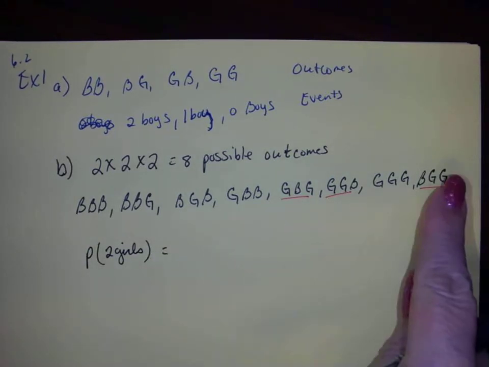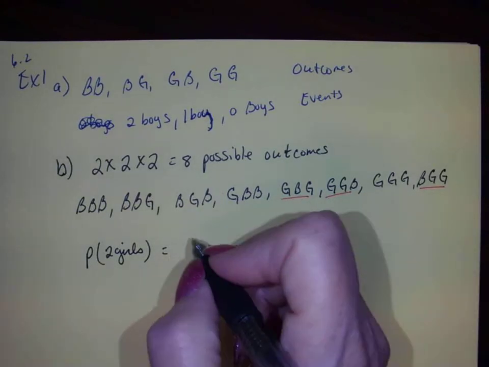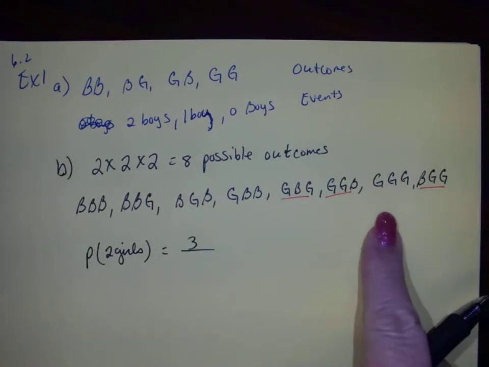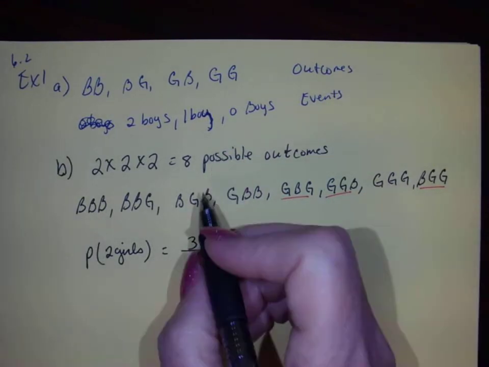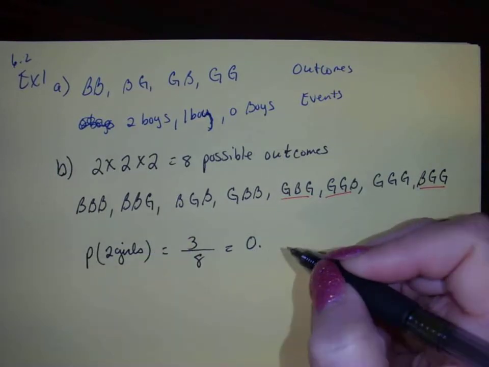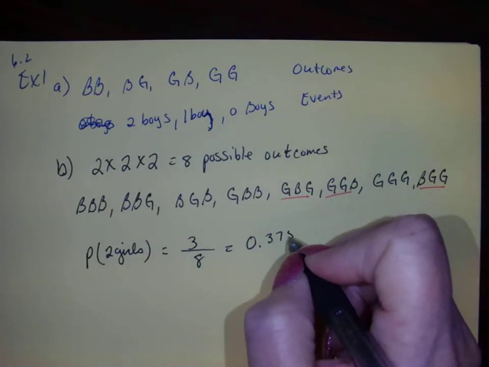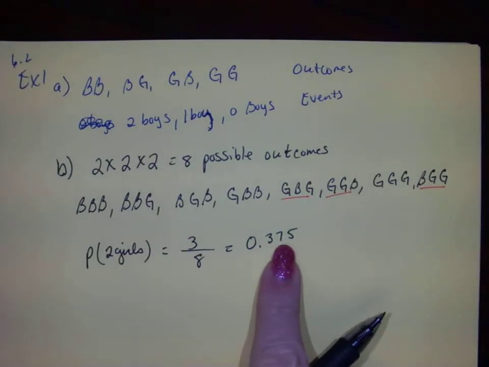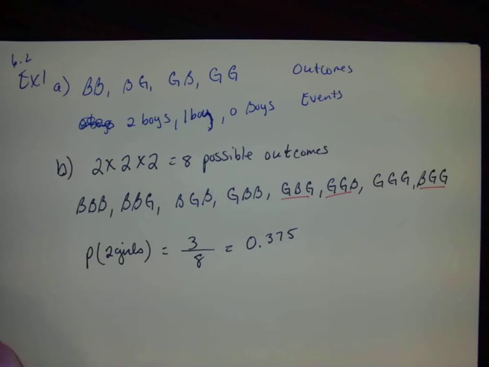the outcomes with 2 girls out of the total possible outcomes, which is 8. And then we can change that. The fraction won't reduce. We could change it to a decimal, and again, 3 significant values there. Alrighty, so that is example 1. Let's go on to example 2.